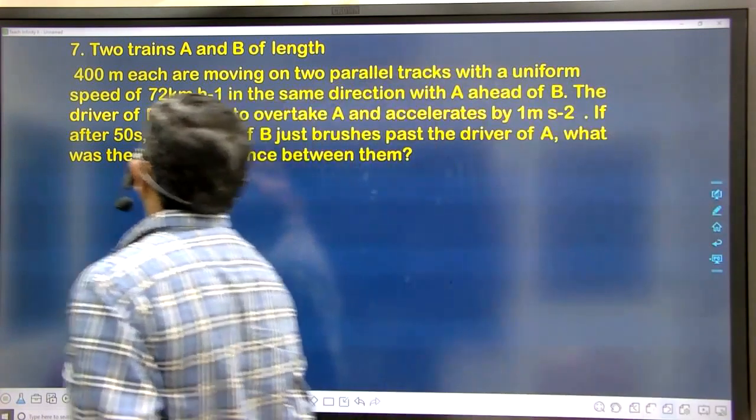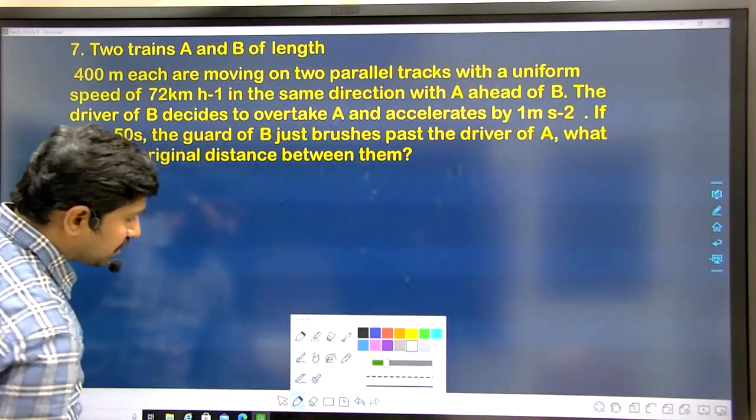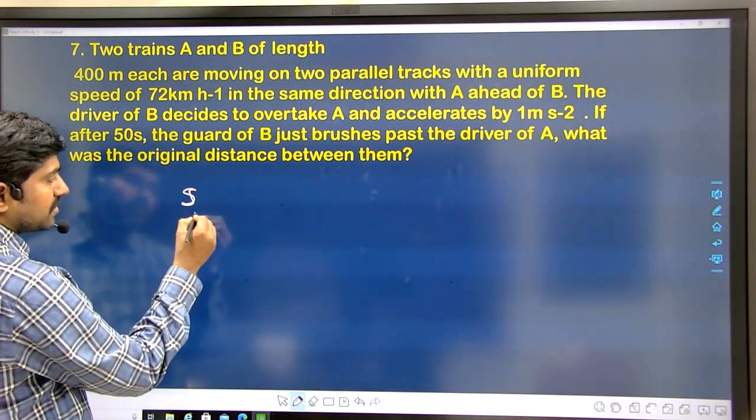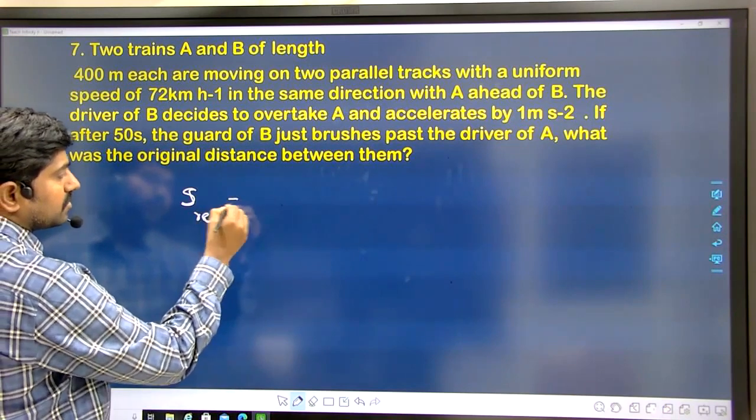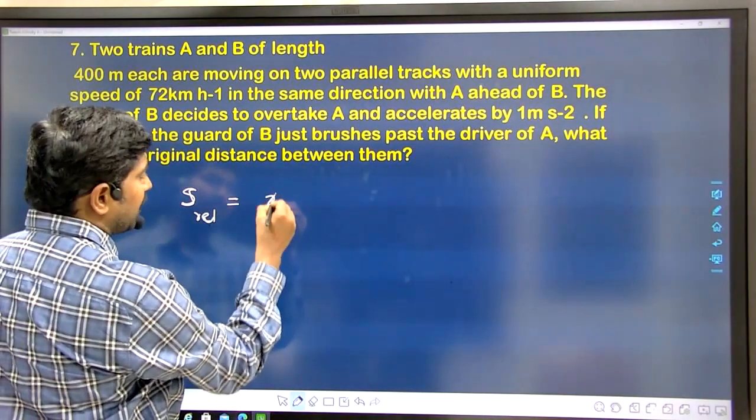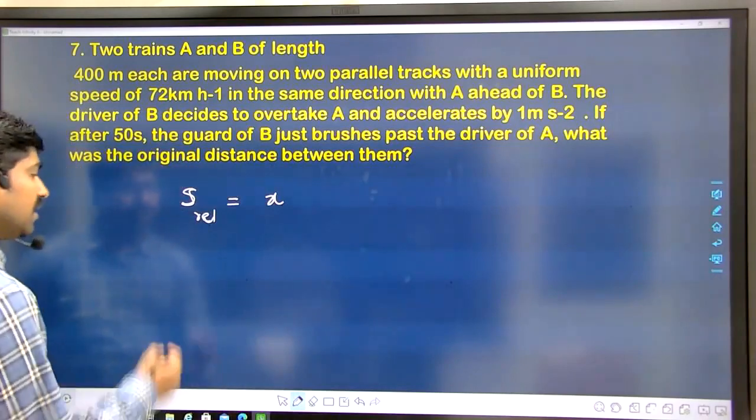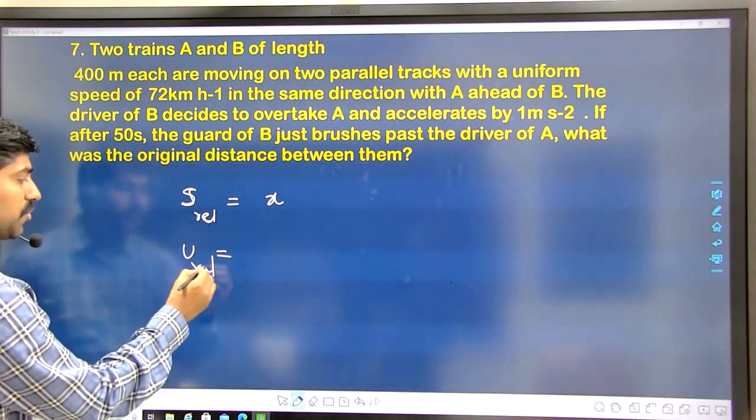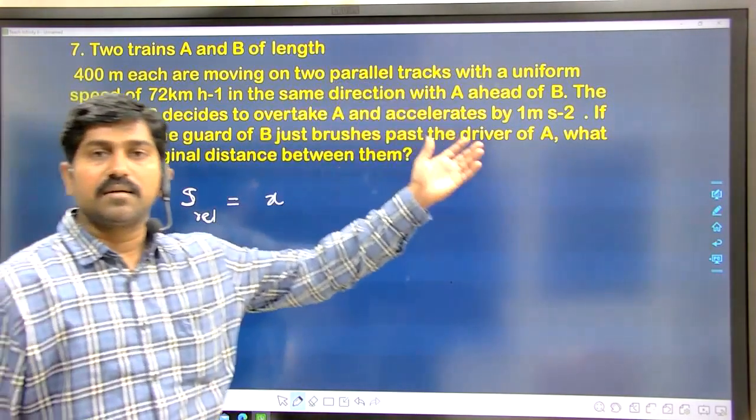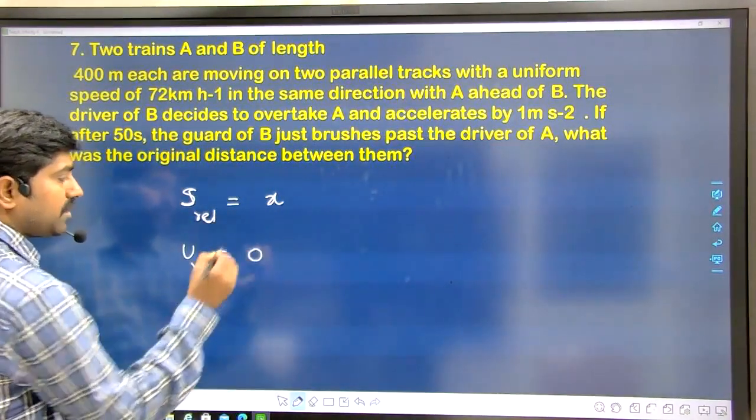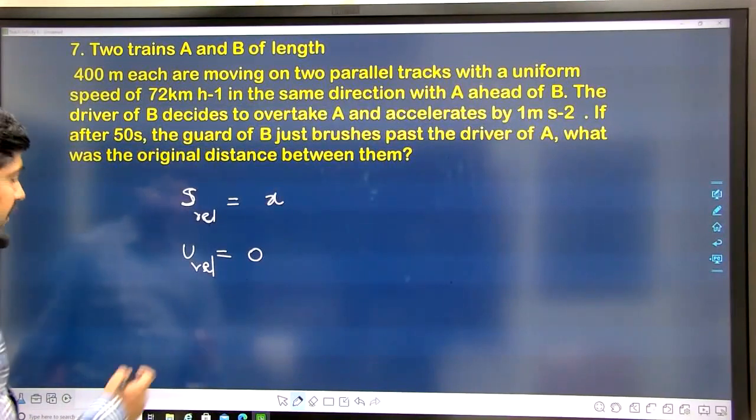And you see here, what was the initial relative velocity? We don't know at what distance initially they are. The separation at the initial position, that you have to calculate. Let me consider it is x only. And what is the initial relative velocity, u relative? Initially both are having the same velocities in the same direction only, na? Then the relative velocity, velocity of A with respect to B or velocity of B with respect to A, both will be 0.